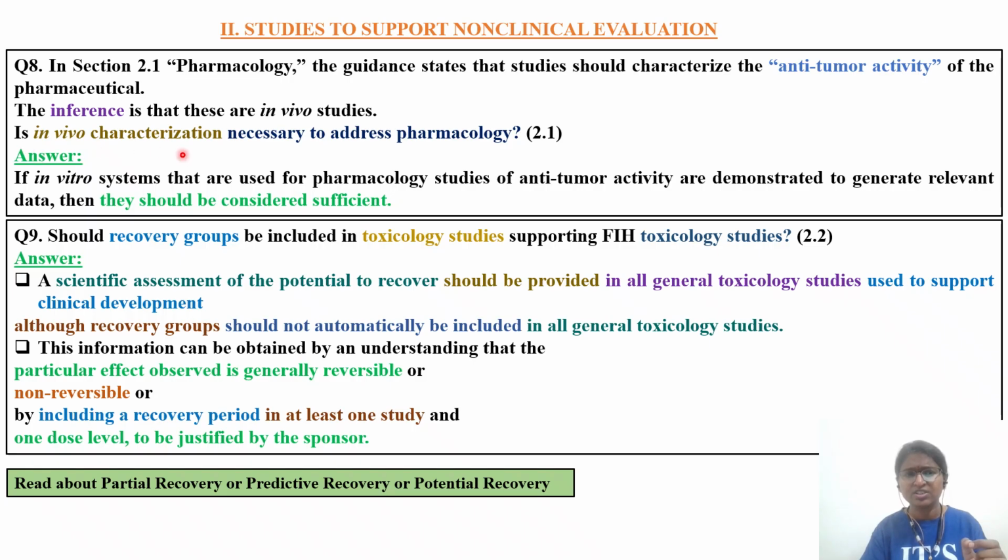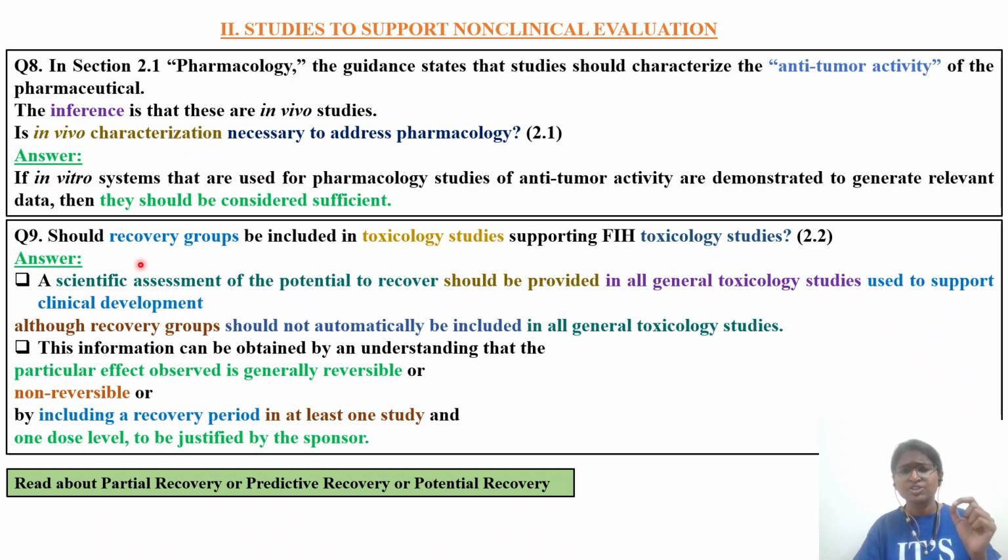Is in vivo characterization necessary to address this pharmacology? This is a question from the scientist. The answer given by the regulatory agency is that if in vitro systems, meaning cell lines, are used for pharmacological studies and anti-tumor activity is demonstrated to generate relevant data, then they should be considered sufficient. So what the ICH regulatory body is telling us is that if you have in vitro data in which this anti-cancer drug has shown efficacy and was able to establish anti-tumor activity, you do not need additional in vivo studies. So this is what the question is.